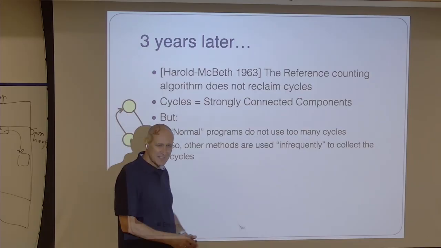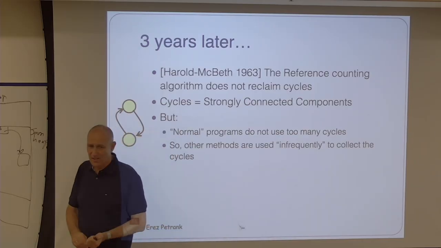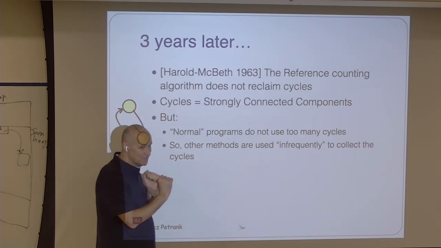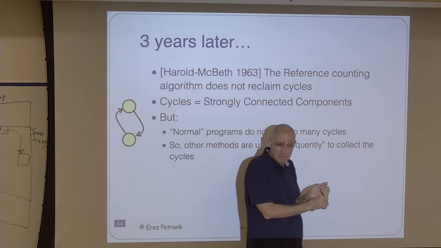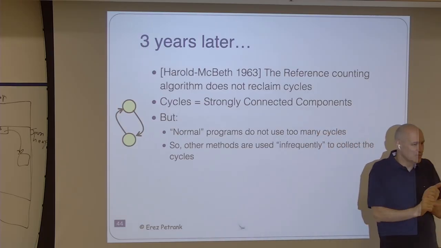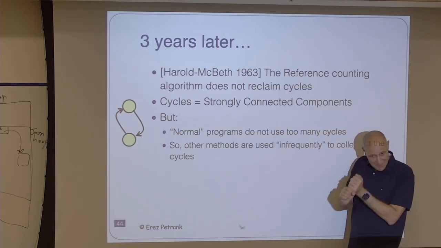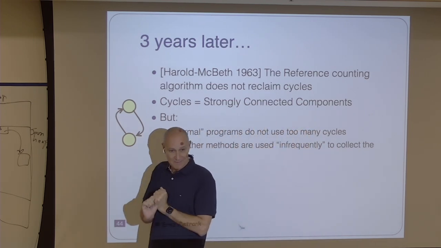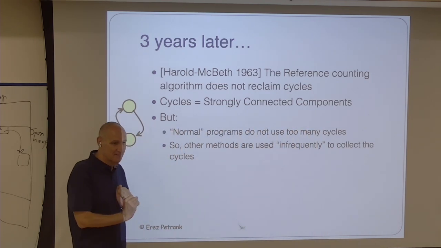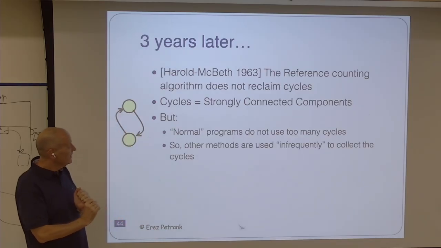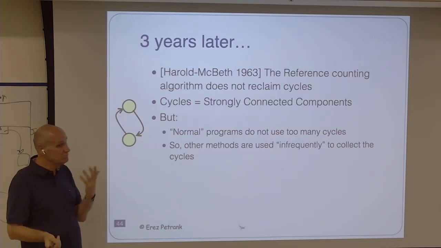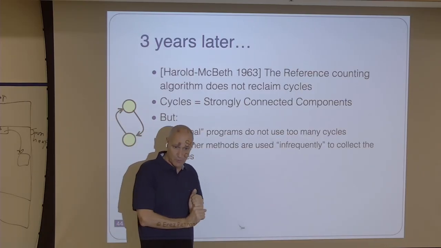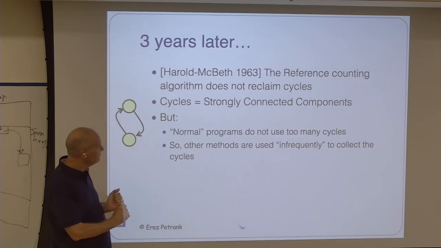So it took 3 years to discover that this cannot reclaim cycles. And you can imagine saying, how stupid people can be that it takes them 3 years to understand that. But it's not what this indicates. It indicates that no one used it, right? So no one noticed that cycles are not reclaimed. In the beginning, it was not very popular to use automatic memory management. It's very much not like today.